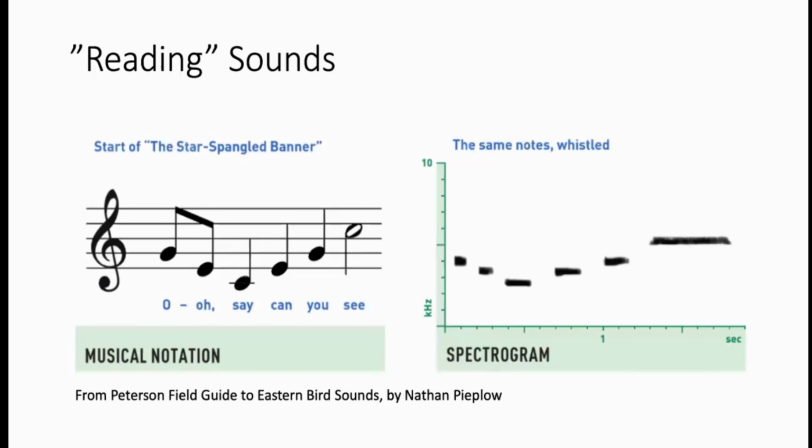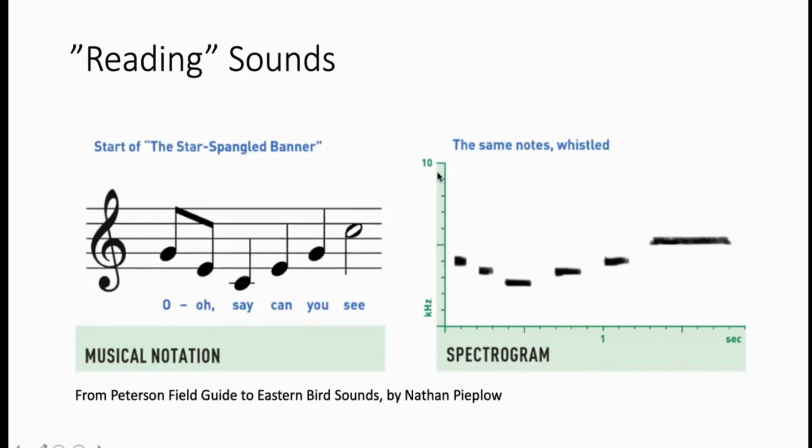So one thing that we are going to do a lot of today in this talk, which maybe is going to feel a little counterintuitive, is we're going to read bird sounds. You can do this because we can do a mathematical transformation of sound that makes it into a picture. And that is something called a spectrogram here on the right side of your screen. So this is a really lovely example of how to read bird sounds from the Peterson Field Guide to Eastern Bird Sounds by Nathan Pieplow.